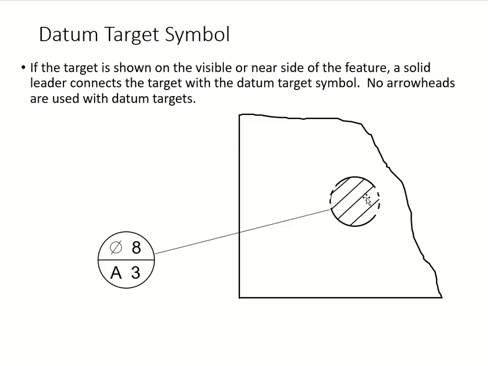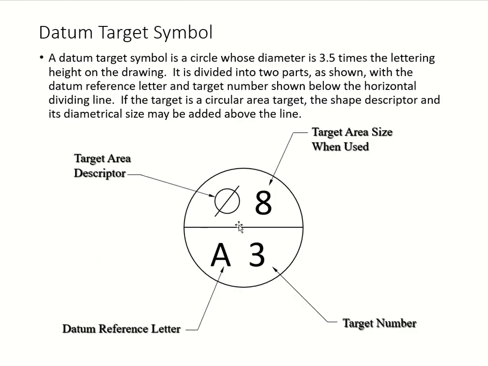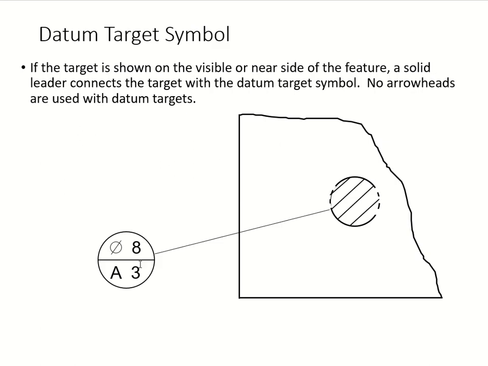So here, area. We're gonna describe the area like this. All the information in here: diameter 8, datum A, and then which is this one, target number. So that's where we relate to the area, and then the description of that area. So the target, you gotta show it on the side of the feature. So we put it on the side of it.